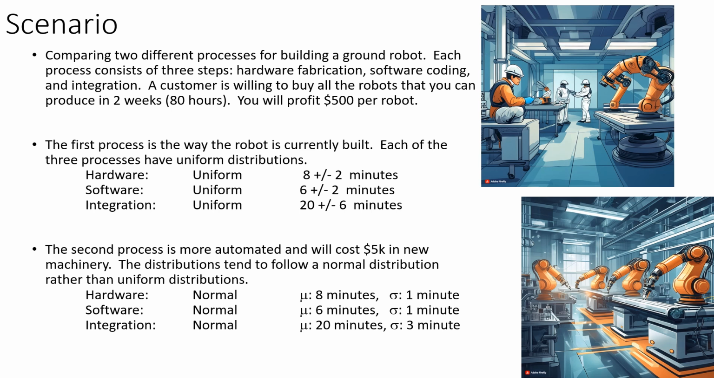You're also looking at a process that's more automated, but will cost $5,000 in new machinery. This process tends to follow normal distributions rather than uniform distributions. It has a pretty low standard deviation because it is automated. So for hardware, you have a normal distribution with a mean of 8 minutes and a standard deviation of 1 minute. Software, you have a mean of 6 minutes, standard deviation of 1 minute. And for integration, you have a mean of 20 minutes with a standard deviation of 3 minutes.